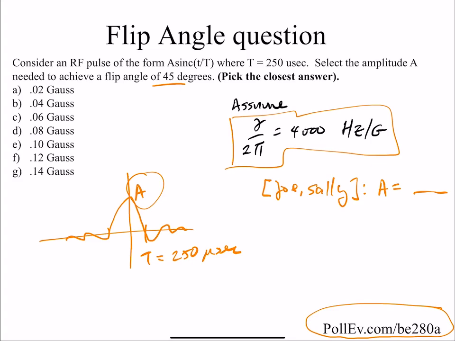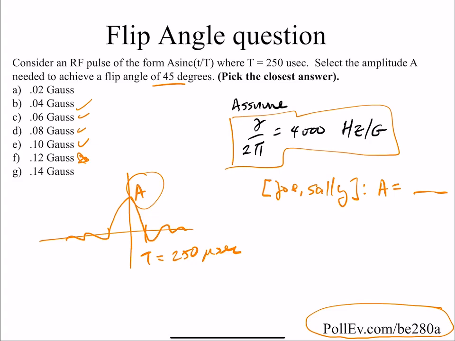Okay, due to time, let's start talking about that. We've got some E's, some C's, some D's, and a B. So we've got B, C, D, E, and mostly F's, so that seems to be the most popular choice. Let's see what the answer is.